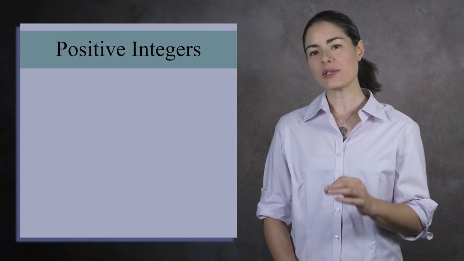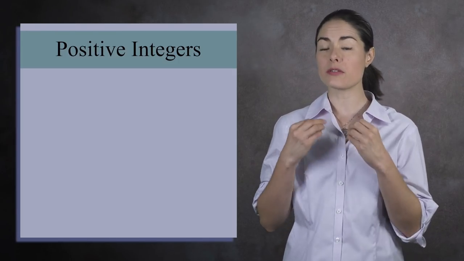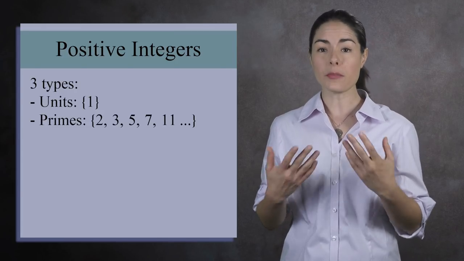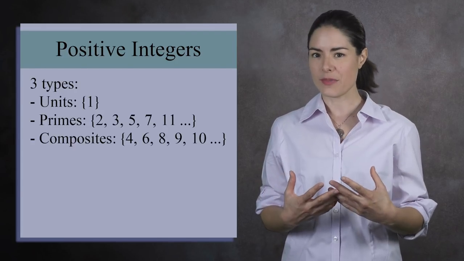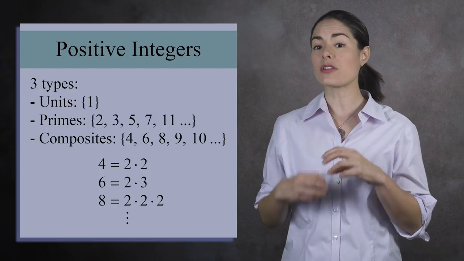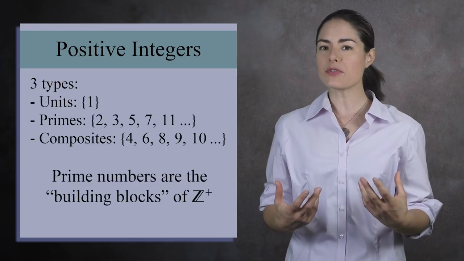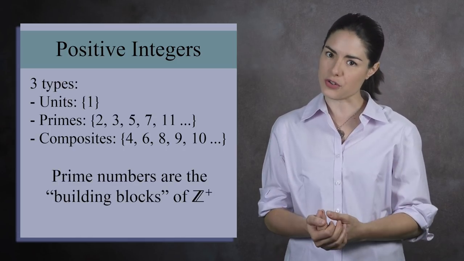In number theory, you learn that the positive integers can be put into three sets: the units, which only contains the number 1, the prime numbers, and the composite numbers. Every composite number can be factored into a product of primes in a unique way. So you could say that prime numbers are the building blocks of the positive integers.